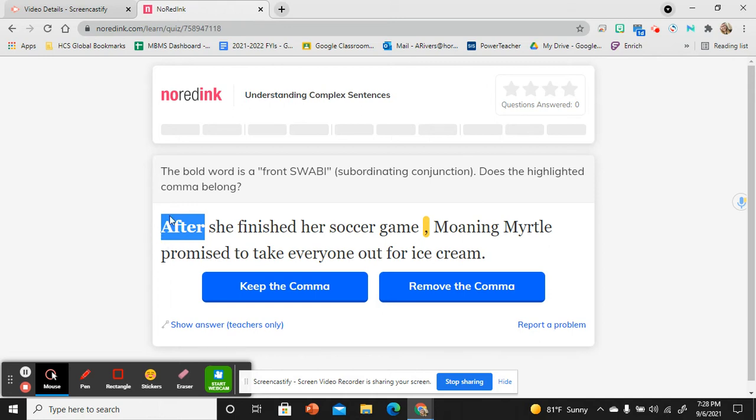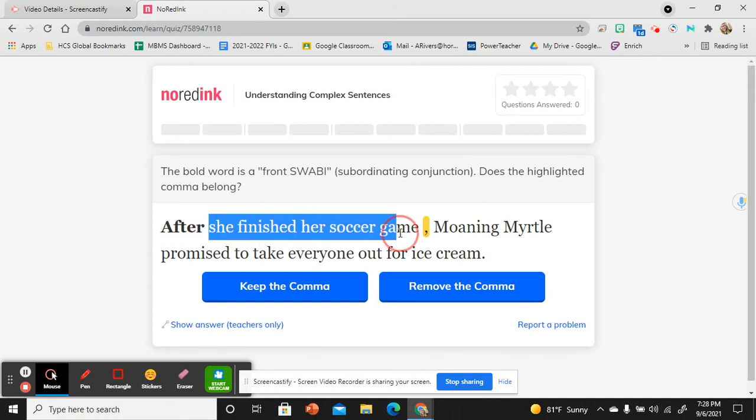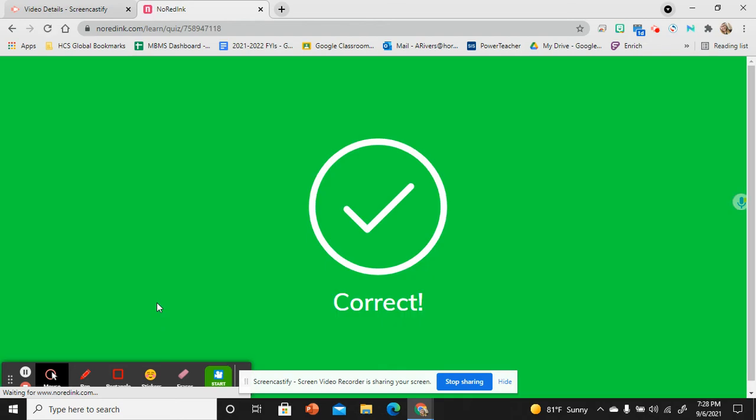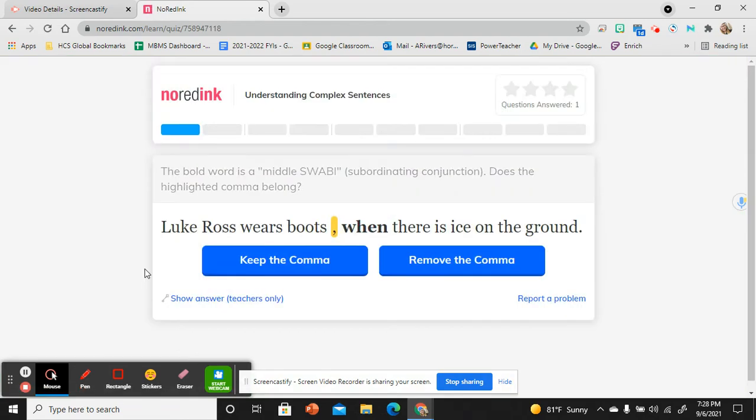And when it's at the very beginning of the sentence, we just go to the end of the first independent clause of the sentence and we put a comma there. So we are going to keep our comma. If you're really confused, please stay with me. I'm going to help you through this.